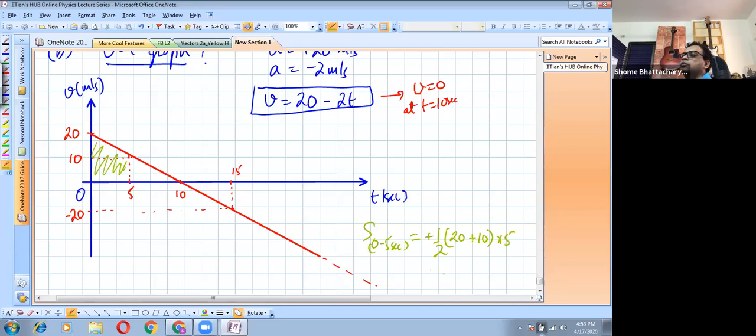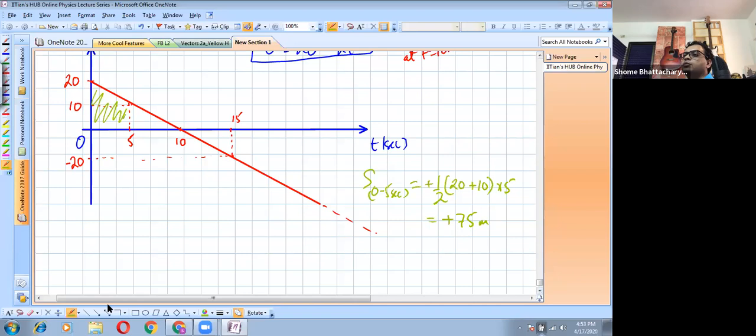So as you can see, this is coming out to be plus 75. But now when I want to calculate the second part, this was the first part by the A method, I mean by the B method, whatever. Now when I want to calculate, select some unique kind of color. I want to calculate the displacement from 0 to 15 seconds.